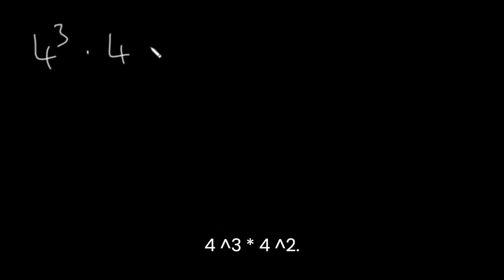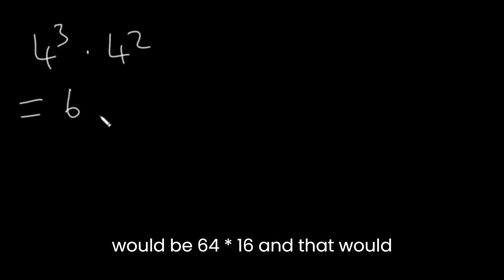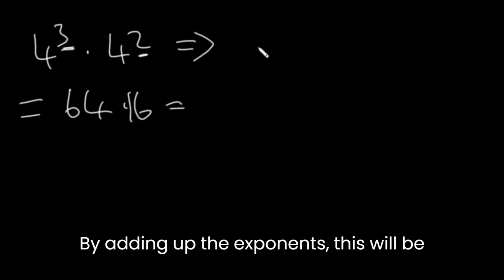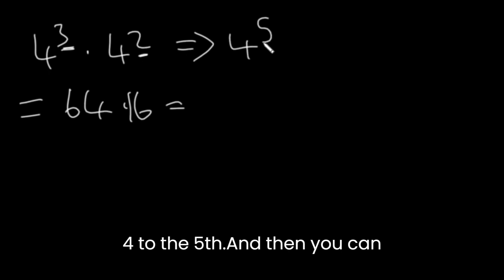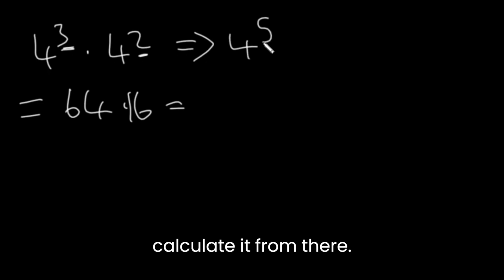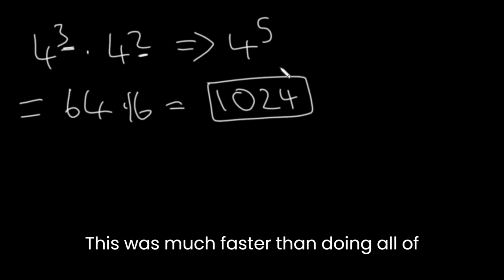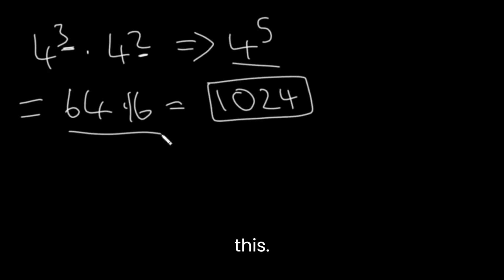Let's say we have 4 cubed times 4 squared. If you wanted to do this by hand, it would be 64 times 16, and that would be a lot of work. Instead, you can just make this one expression by adding up the exponents. This will be 4 to the 5th, and then you can calculate it from there. 4 to the 5th is 1024. This was much faster than doing all of this.